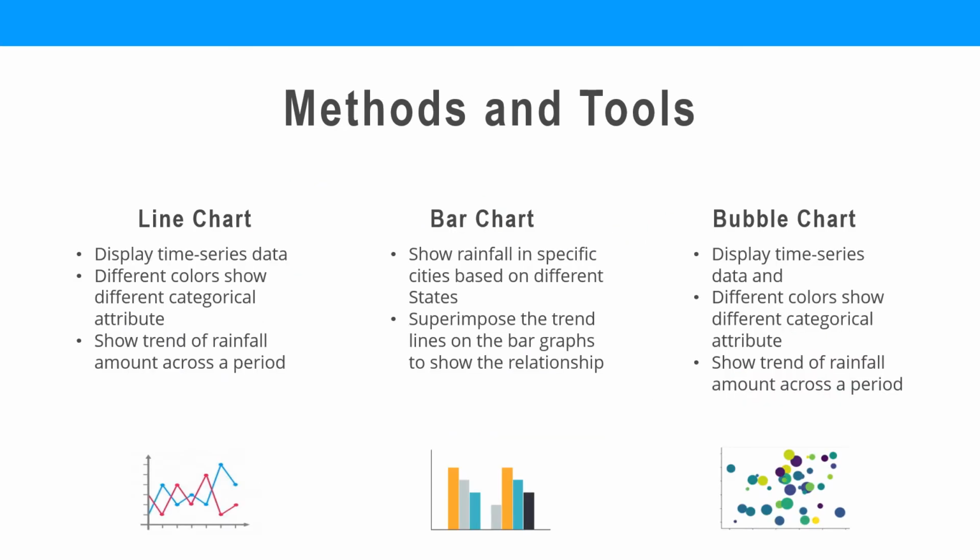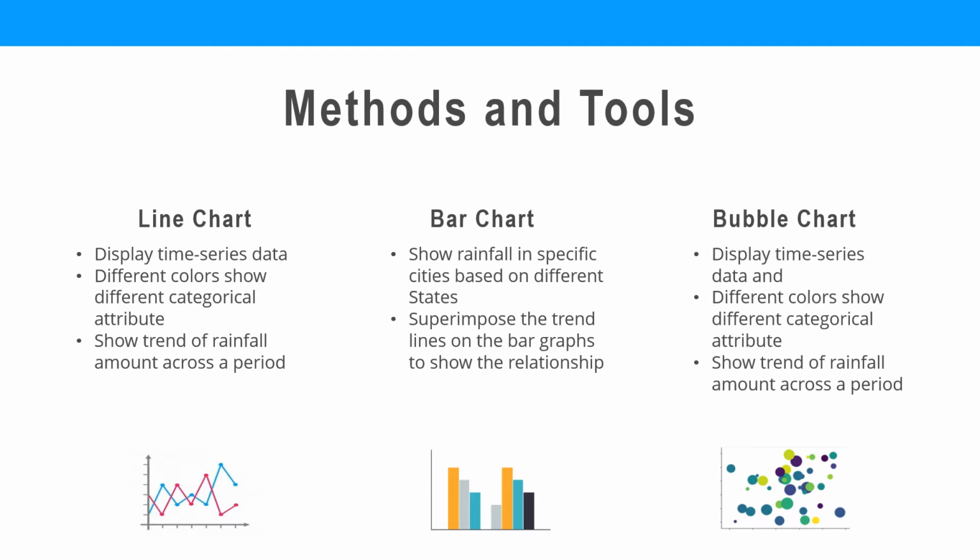Line chart is one of the most effective modes to display time series data and is augmented using different colors to show different categorical attributes. For example, the trend of rainfall amount across a period of time. And bar chart is also used to show rainfall and specificity based on different Australian states.